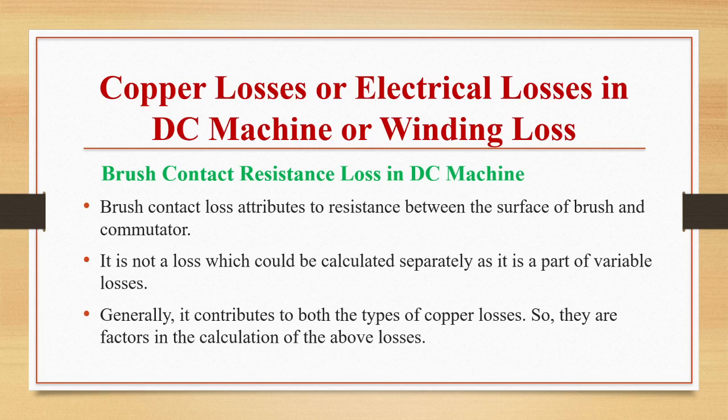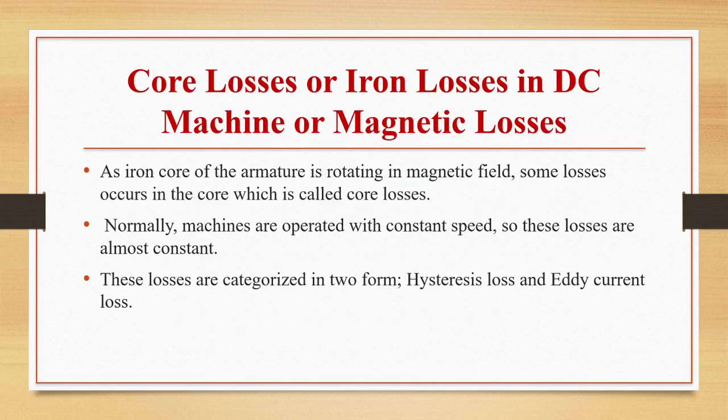The current I is varying, which is why I square R losses are also variable losses, whereas iron losses are constant losses. So generally it contributes to both types of copper losses. So they are factors in the calculation of these above losses.